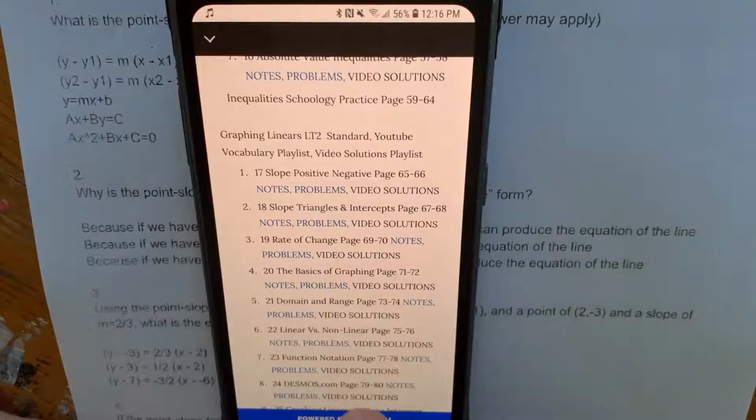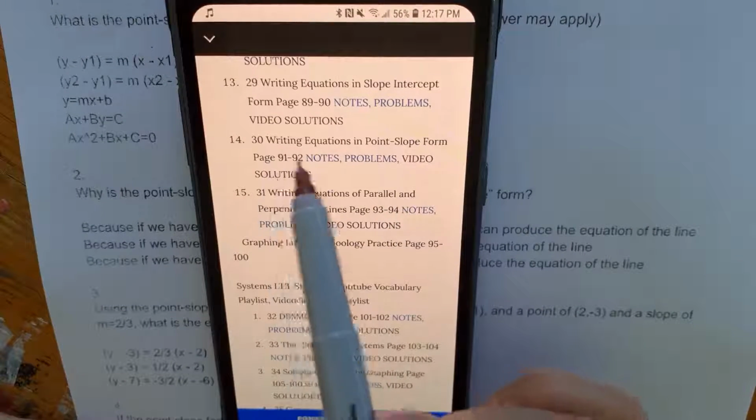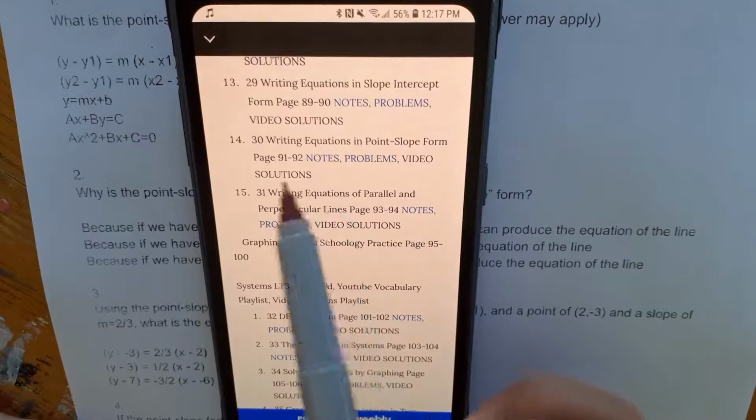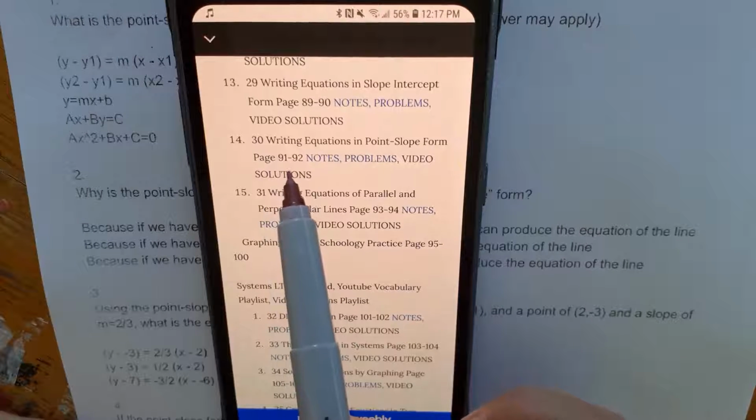Otherwise, we're going to look for, this is the unit we're in, Graphing Linears, and these are all lessons all the way down. We're looking for lesson 14 way down here, writing equations in point-slope form. Here are the page numbers on which these notes go. Please don't take this video's word for it, but go back and find the original table of contents, as by the time you watch this video, these page numbers probably might have, maybe will have changed.